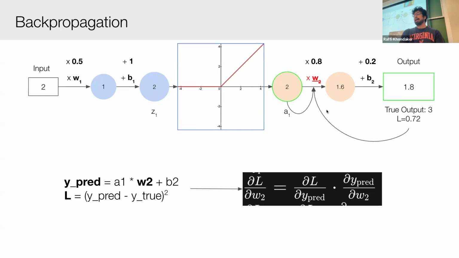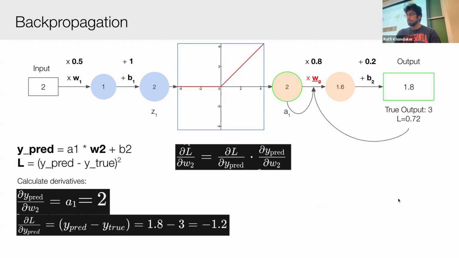You can imagine that for weight 1, our chain of derivatives is going to be a lot longer. Does that make sense why? I'm not going to prove the chain rule right now. If you have any questions about that, feel free to stick around after or ask me. But this is how you take a derivative when you have two layers of functions in between.